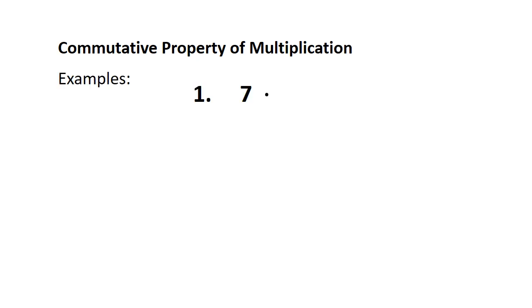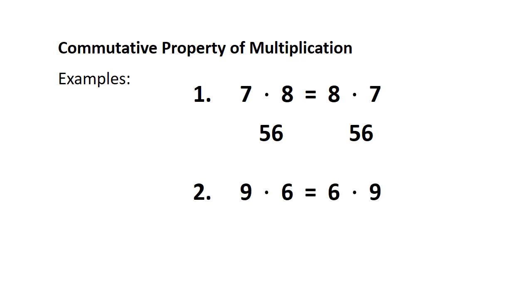Here are more examples showing commutative property of multiplication. Number 1. 7 times 8 equals 8 times 7. 7 times 8 equals 56, and 8 times 7 is 56. Number 2. 9 times 6 equals 6 times 9. 9 times 6 equals 54. 6 times 9 equals 54. Since 56 is equal to 56, and 54 equals 54, then the commutative property holds true for multiplication.